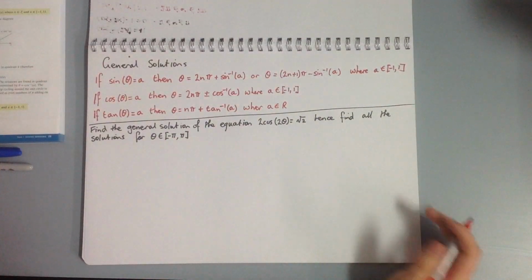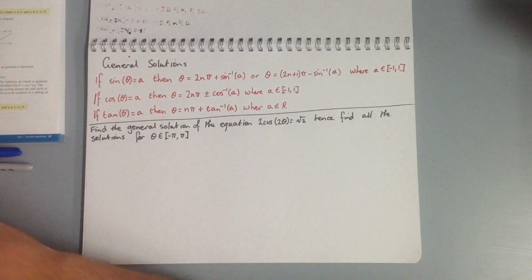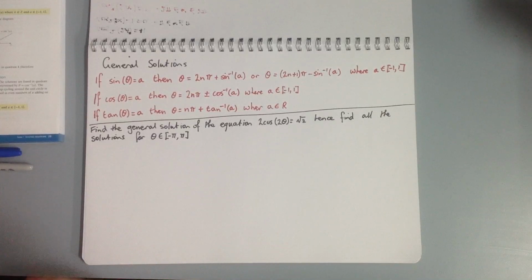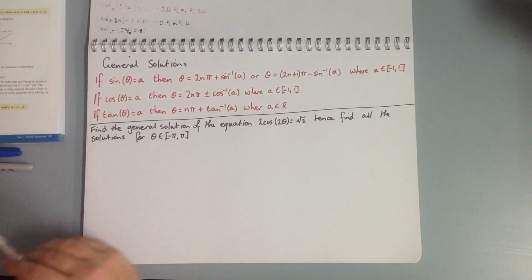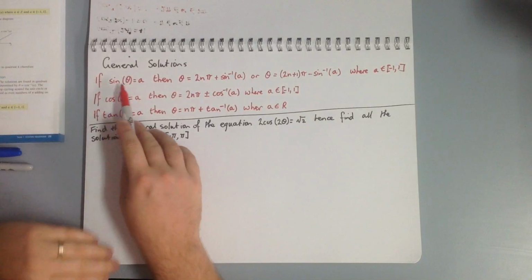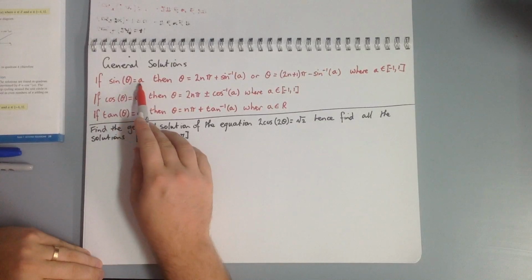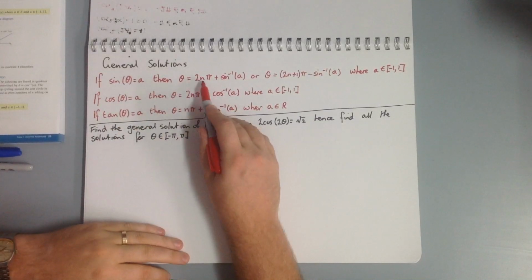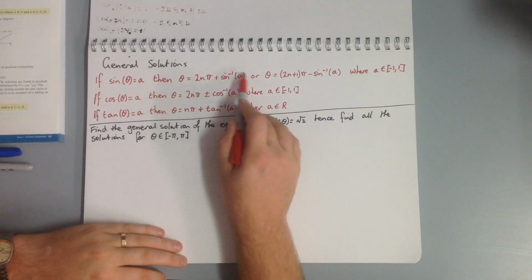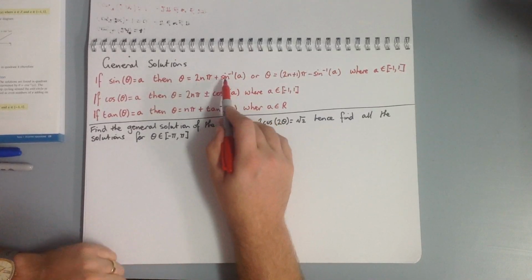Just going to look at some general solutions. So this is our last page. Our general solutions are basically when we're not given a domain. Remembering that all our solutions are basically multiples of 2 pi more or less, we can add multiples of 2 pi to them. So our general solutions, sine's probably the most complicated one. So we say if sine of theta equals a, then theta equals 2n pi plus the inverse sine of a. Just think, inverse sine of a is our basic angle. That's how we get our basic angle. So that's not too big of a deal.